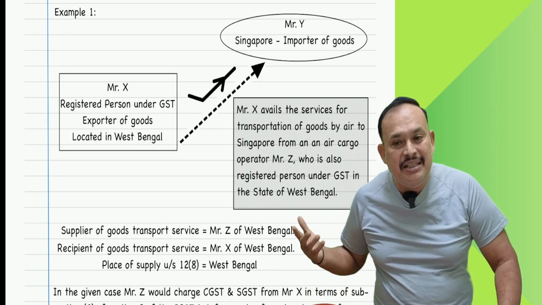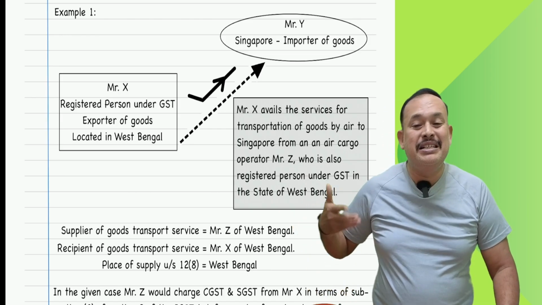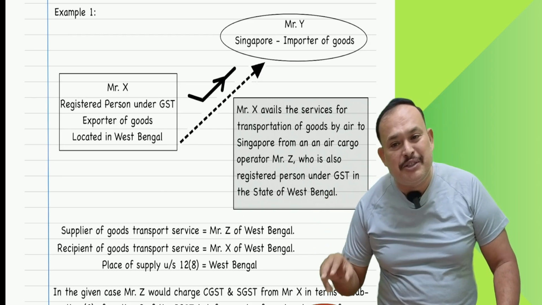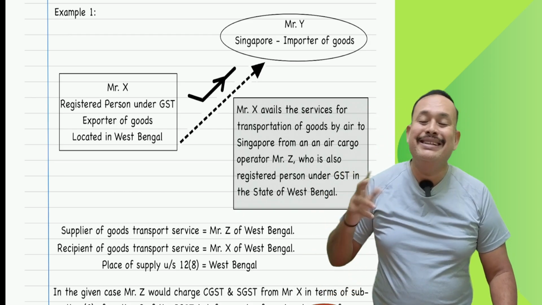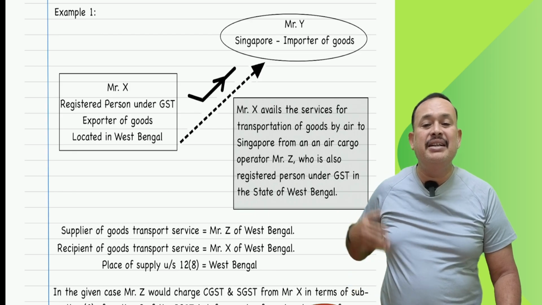In the given case, since the recipient is a registered person, the supplier is from West Bengal and the recipient is also from West Bengal, it is an intra-state supply, liable to pay CGST and SGST.